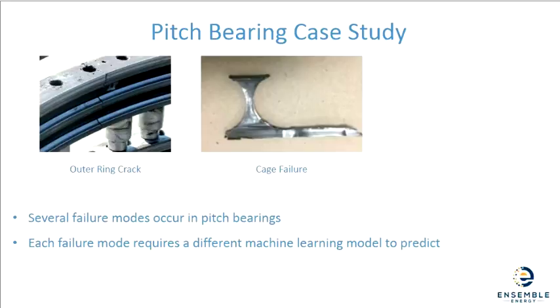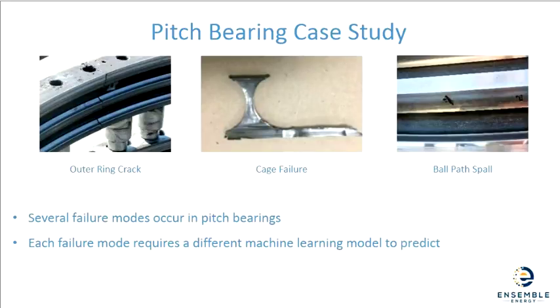Here's another example. This is a piece of a broken cage. There are some turbines which have seen very high rates of cage failures. And this example here is showing a spallation on the ball path of the pitch bearing. This is more of a typical wear out failure mode. The outer ring cracks typically can start occurring from around year 2 on. The cage failure modes can happen in a matter of months. The ball path spall or wear out failure modes would typically occur beyond year 10.